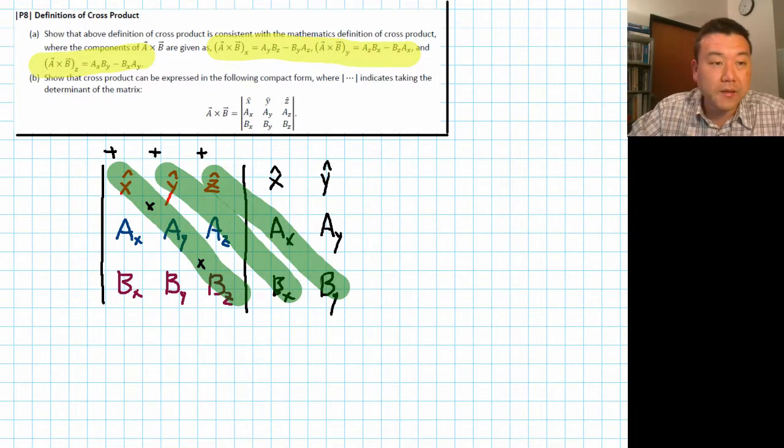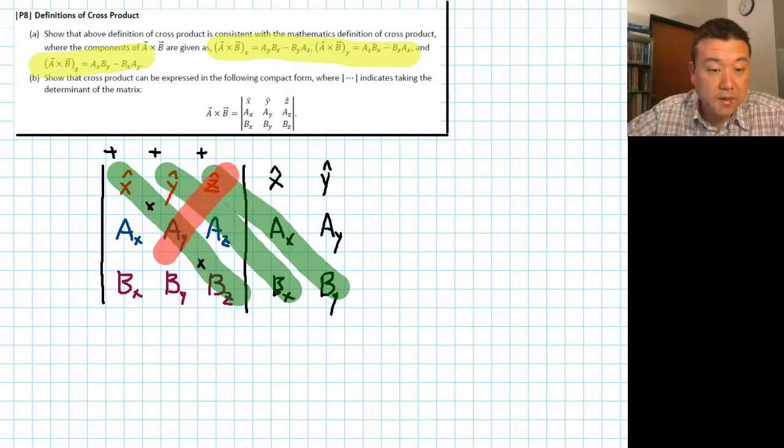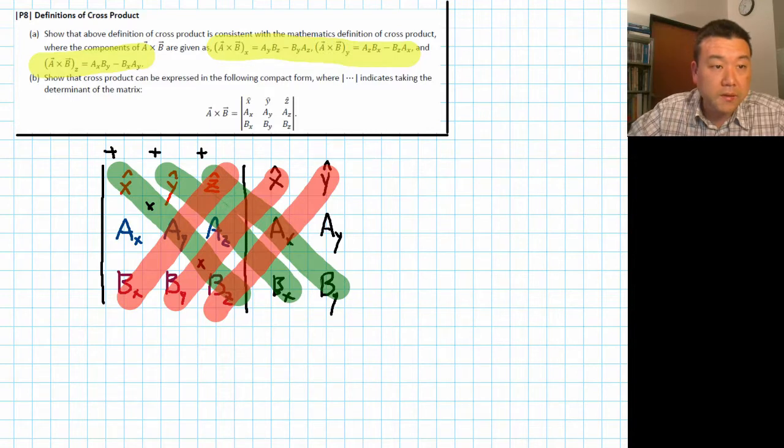And here are the products that will get a negative sign. Those are the products that are going diagonally down to the left: z hat, Ay, Bx; x hat, Az, By; y hat, Ax, Bz. All these get a negative sign associated with their product. So here's the quick way to check.